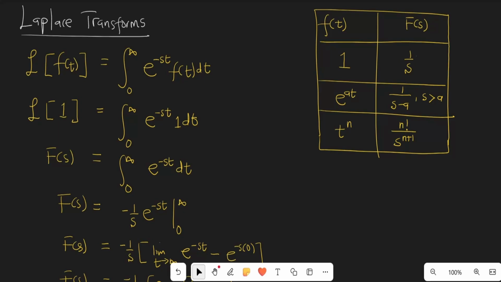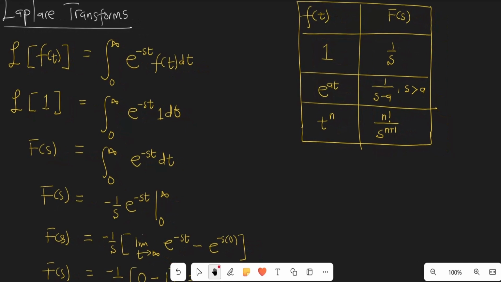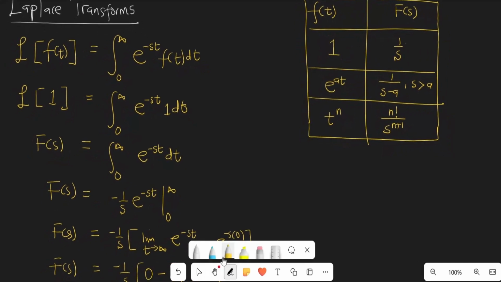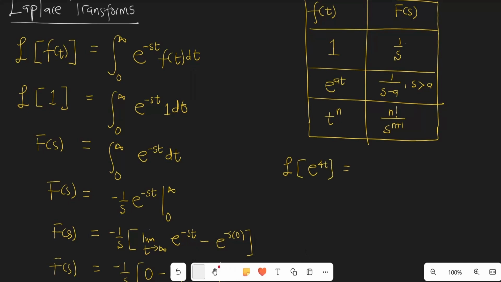So if we have this table and you are given some questions, so let's do a quick exercise here. You are asked to find the Laplace transform of, let's say, e raised to the power 4t, like this. So e raised to the power 4t, we are going to use this one. So a here is equal to 4, that is the constant. So the Laplace transform is 1 all over s minus a, but a here is equal to 4. So 1 over s minus 4 is the Laplace transform of e raised to the power 4t.